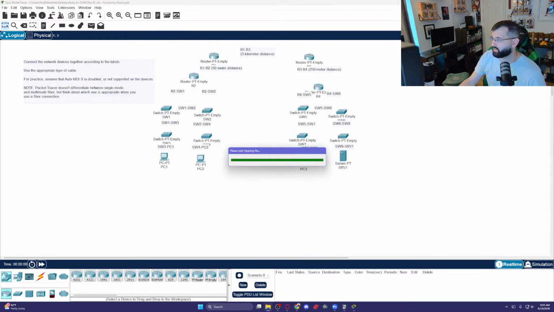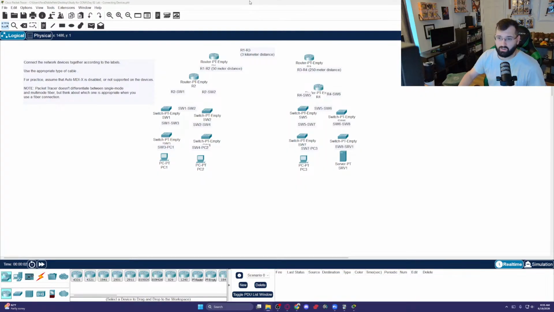Now, I think these are packet tracers that he created. I don't think they're packet tracers that are done by Cisco, which we will also do. We will do the Cisco packet tracers as well. Anyway.